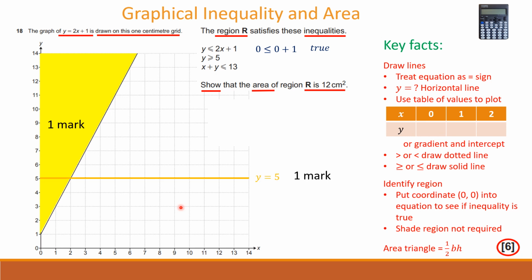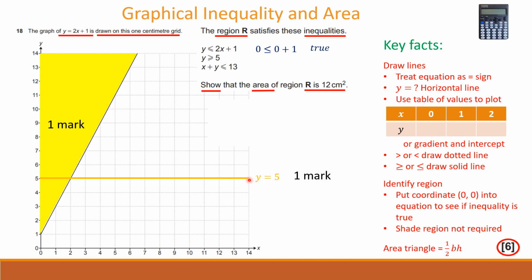The next bit we're going to look at is this line y is equal to 5. Now the line y equal to 5 is a horizontal line and it crosses the y-axis at 5. So you can see here I wrote y is equal to some value, draws a horizontal line. So this one's really easy to draw, y is equal to 5. You get 1 more mark for drawing the line y is equal to 5, that is worth 1 mark.